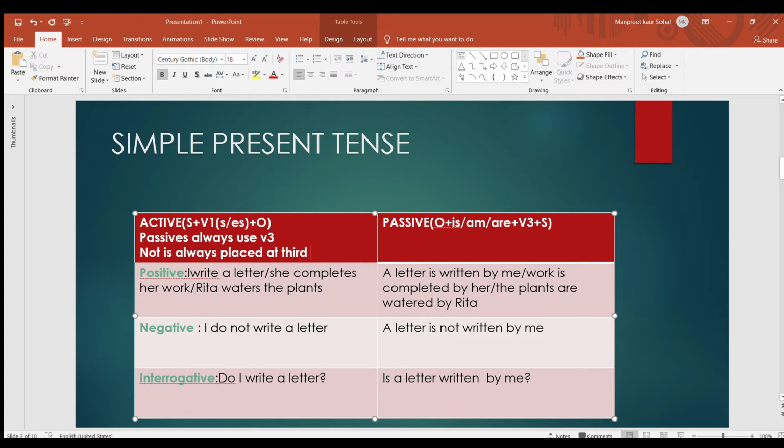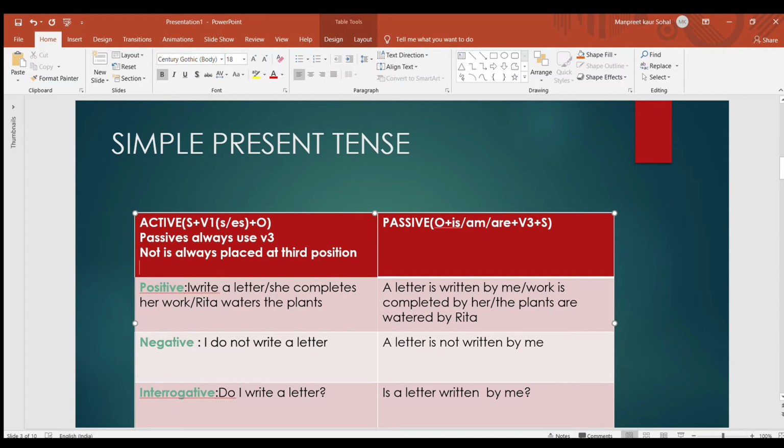Fine. And the helping verb is placed first to form interrogatives. Okay, so they are placed at the first position to form these interrogatives. I hope this is easier now.